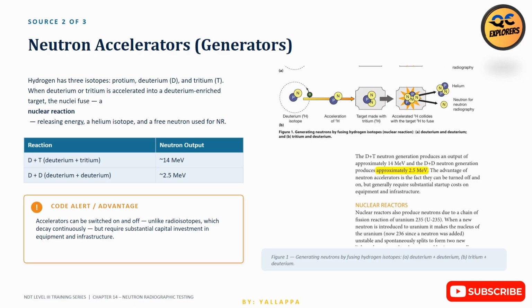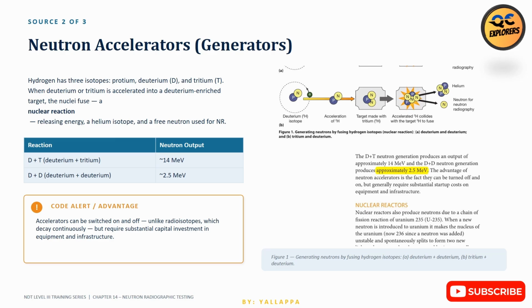One of the biggest operational advantages of neutron generators is that they can be switched on and off. Unlike radioisotope sources, they do not continuously emit radiation when not in use. This greatly simplifies storage, transportation, and radiation safety procedures. However, this advantage comes with a trade-off. Neutron generators require sophisticated electrical systems, vacuum equipment, cooling systems, and high-voltage components. As a result, they are considerably more expensive to purchase and maintain than conventional radioisotope sources.